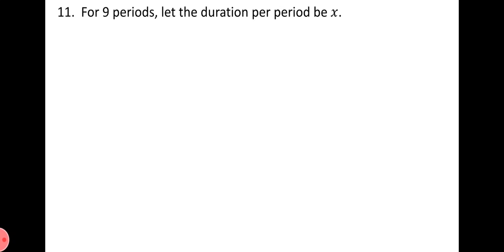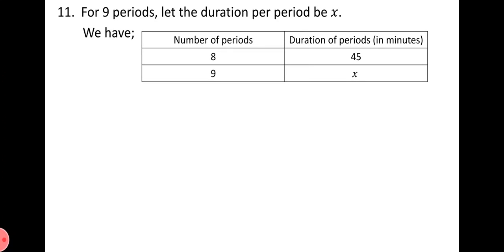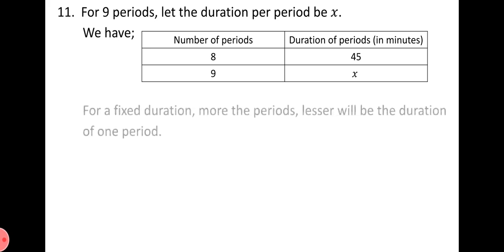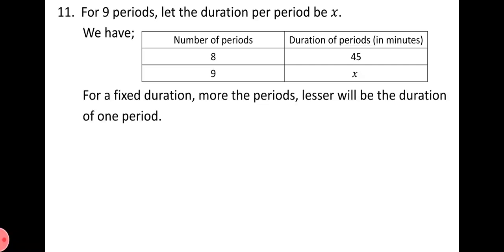For the solution, for 9 periods, let the duration per period be x. So we have number of periods and duration of periods in minutes. If 8 periods are there, each period is 45 minutes. So if 9 periods are there, let the duration be x. For a fixed duration, the more the periods, the lesser will be the duration of one period. Fixed duration means school timings. School timings are fixed, so if more periods are there, each period will have less duration. Therefore it is a case of inverse proportion.